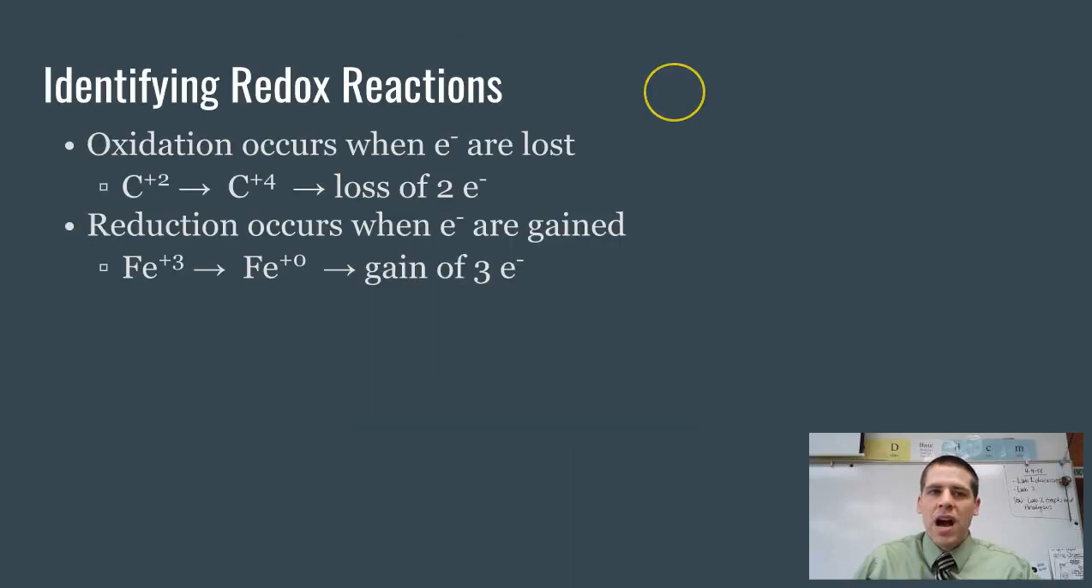So oxidation is going to be when electrons are lost. If you have carbon +2 going to +4, these are oxidation numbers. They're not necessarily charges. They're not quite the same thing, but they're kind of close. But if it's going from +2 to +4, it's getting more positive, which means it's losing a negative electron, actually 2 electrons, right? So that's being oxidized.